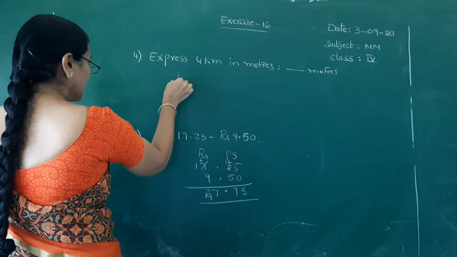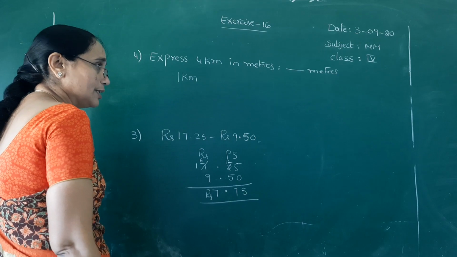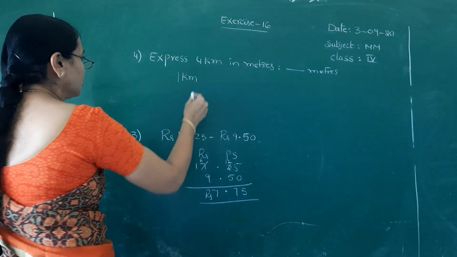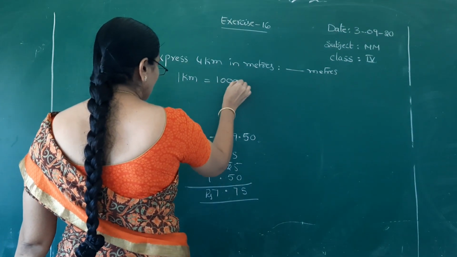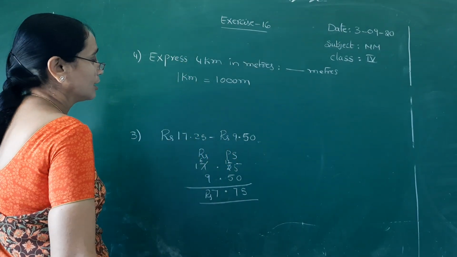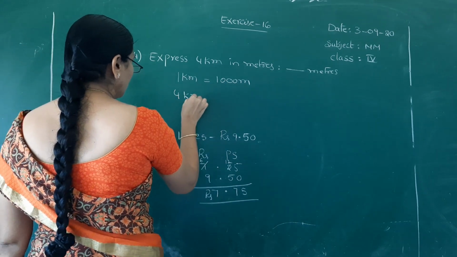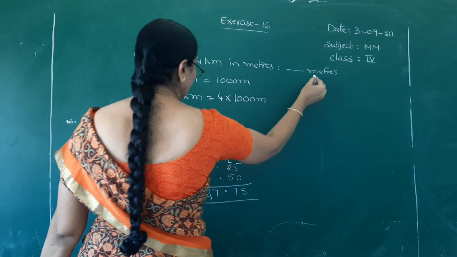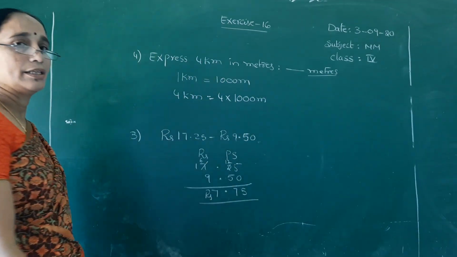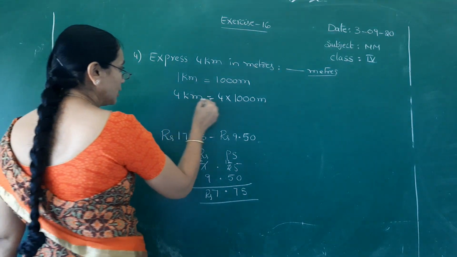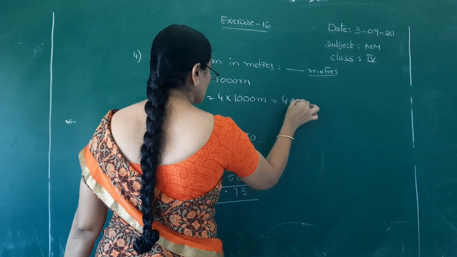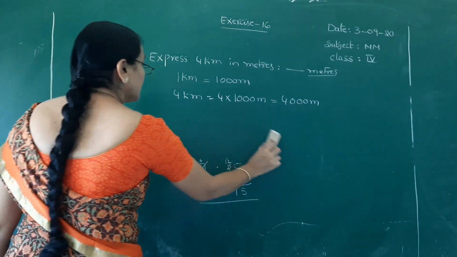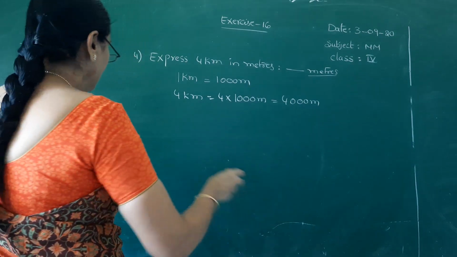Already you know in 3rd class the measurement chapter is there. In that they gave 1 meter equal to 100 centimeters, 1 kilometer equal to 1000 meters. Okay, here you know this 1 kilometer equals 1000 meters. 4 kilometers, that is 4 into 1000 meters. The question is to convert into meters. That's why I should convert kilometers into meters. That is 4000 meters. Go for the fifth one.